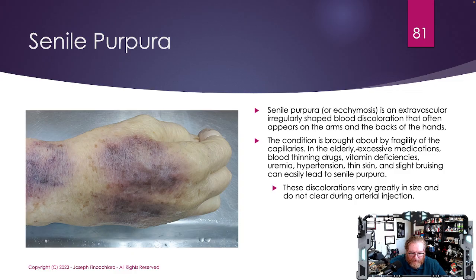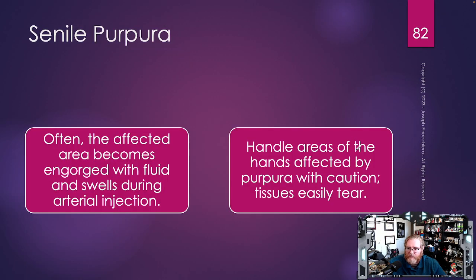Senile purpura. Senile purpura or ecchymoses is an extravascular, irregularly shaped blood discoloration that often appears on the arms and the backs of the hands. The condition is brought about by fragility of the capillaries. In the elderly, excessive medications, blood-thinning drugs, vitamin deficiencies, uremia, hypertension, thin skin, and slight bruising can easily lead to senile purpura. These discolorations vary greatly in size and do not clear during arterial injection.